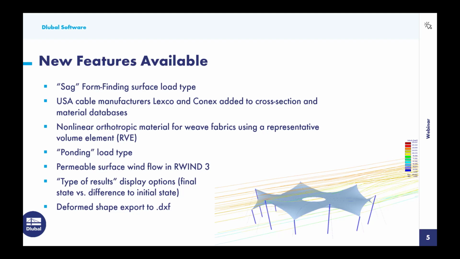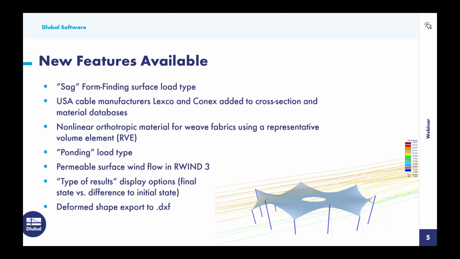So we'll turn now to a list of new features available in the program, again, since we last presented on this topic, specific to fabric tensile structures. The first is the new form finding surface load type SAG. Previously we only had the ability to input a form finding surface load based on the force or the stress input, but now there's a new option for SAG.